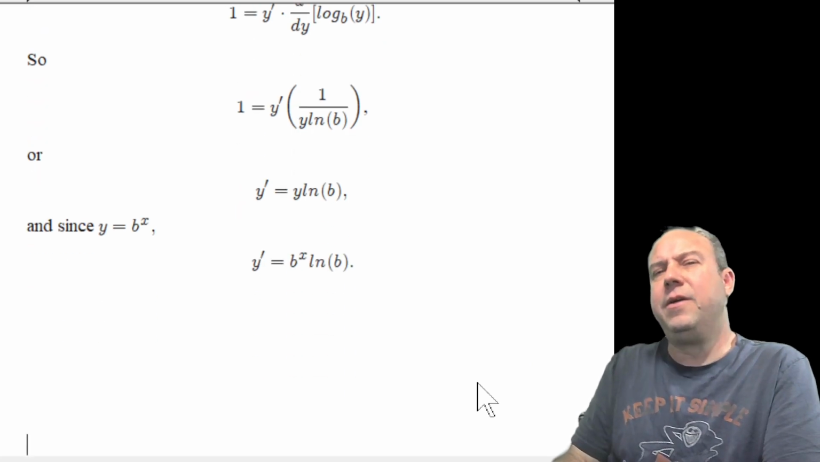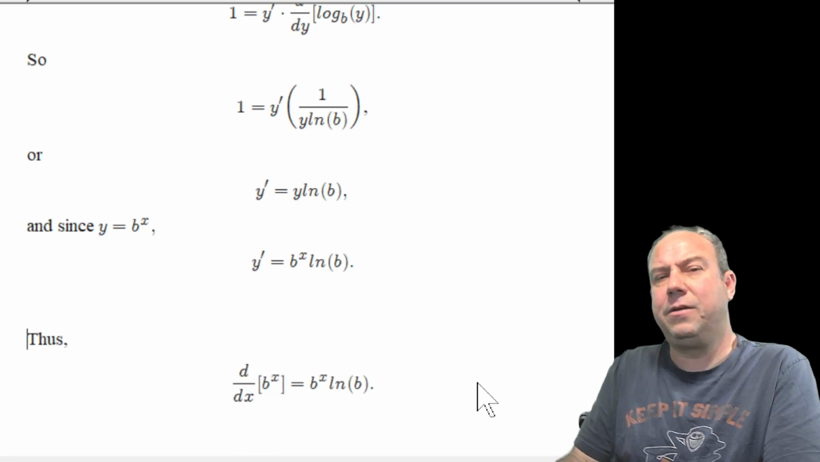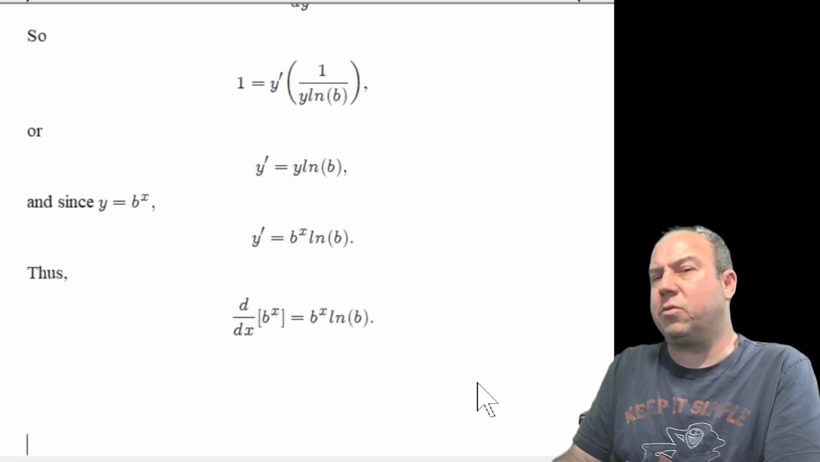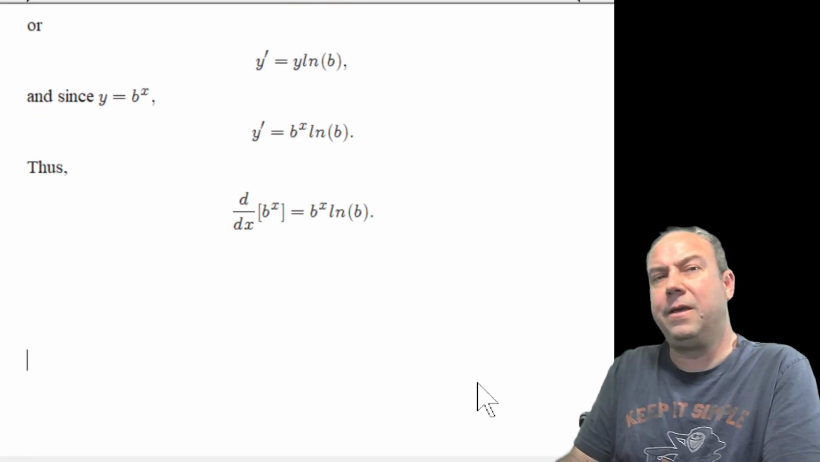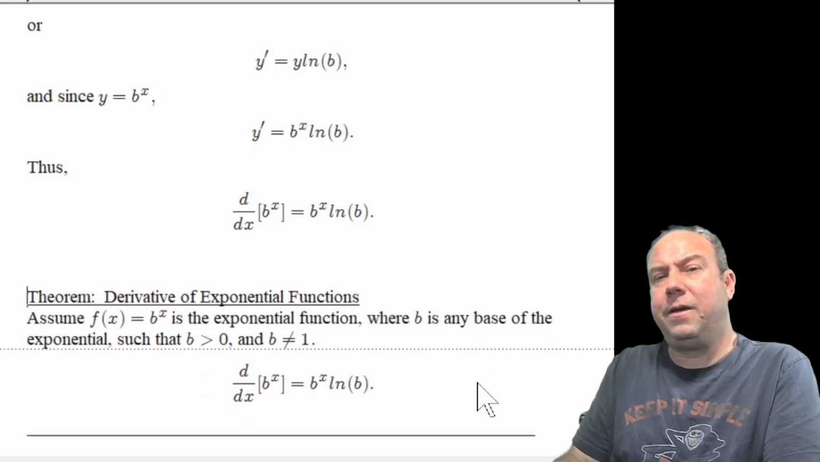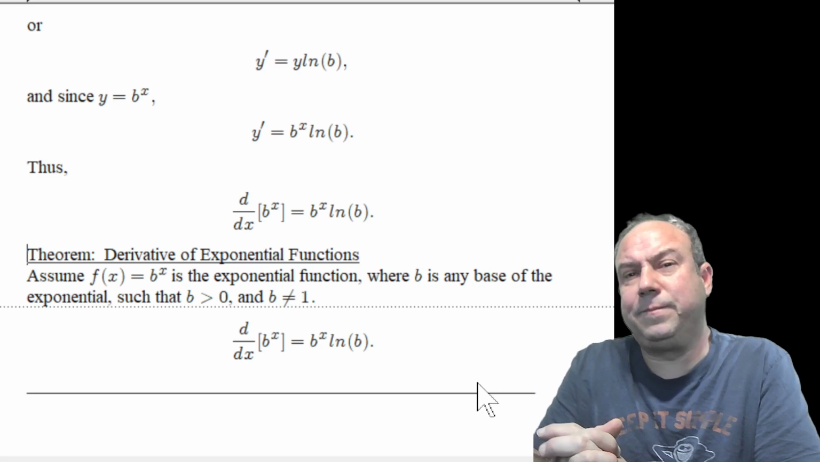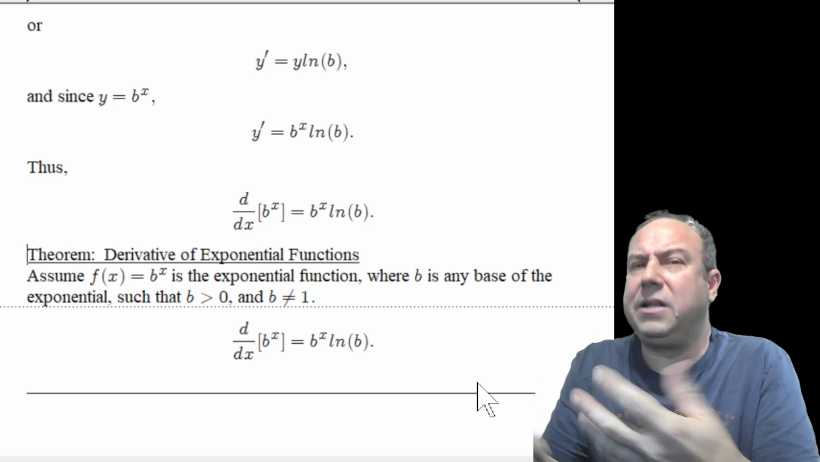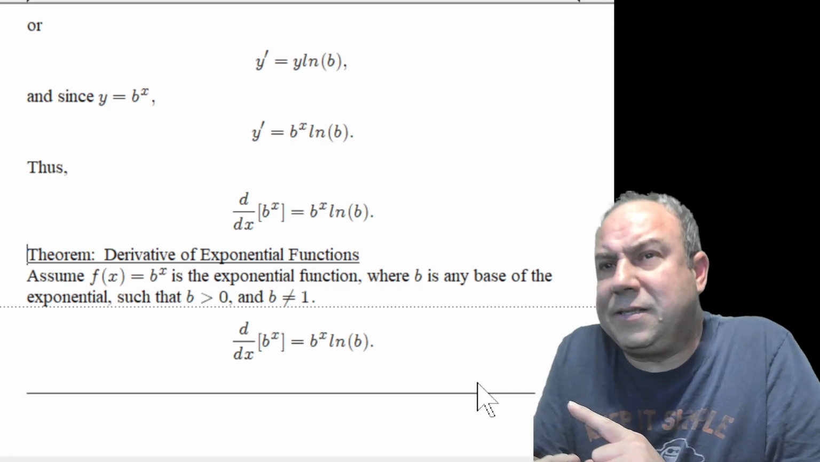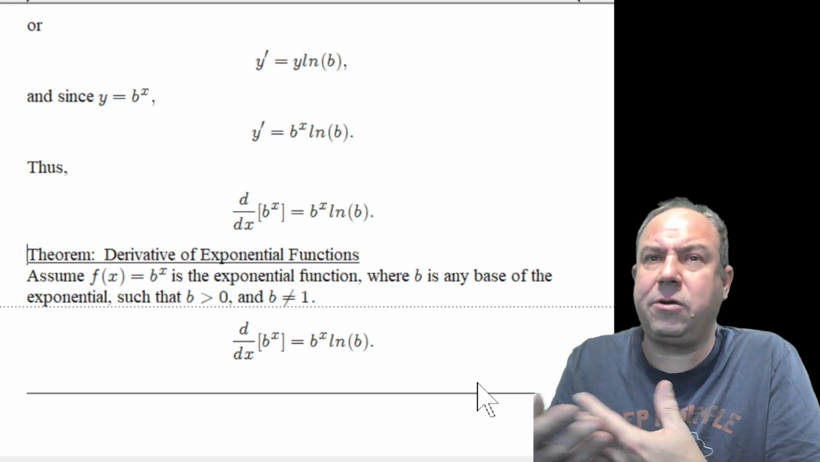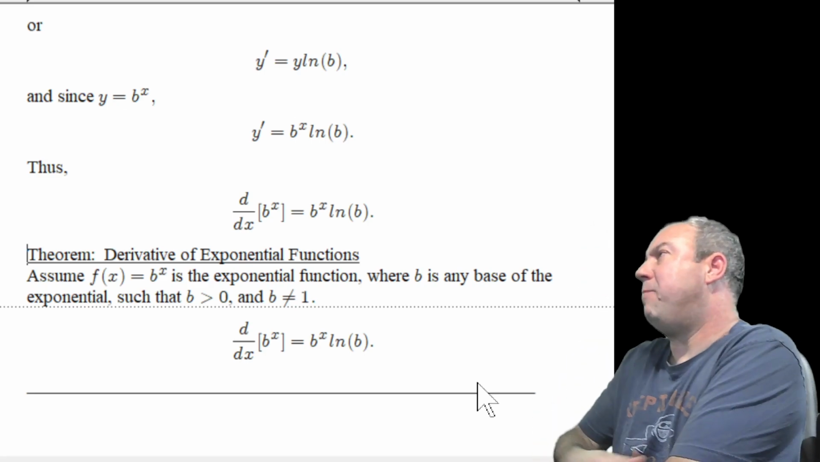Right? If we bring that result in, right, we can say thus, the derivative with respect to x for b to the x is just b to the x ln of b. And if we say that in the form of a theorem, we might say it this way. Right? Where we clearly identify what function we're looking at as the exponential function, where b is its base. It has to be greater than 0 and not equal to 1 in this setup. And the result is b to the x ln of b for that base of x.